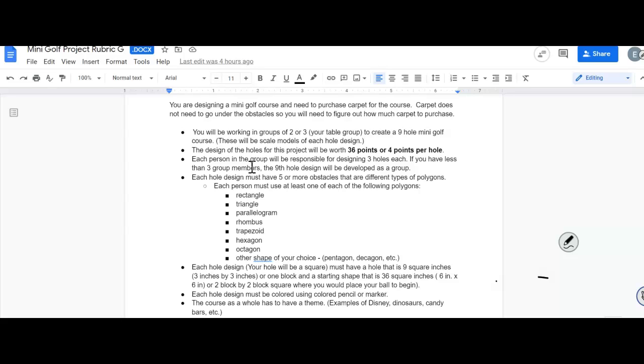Okay, scorecard. I'll give you an example of one of those. Then your project hole design will be done on grid paper. Each block on the grid paper will be equal to 3 inches in real life. So scale, 1 block equals 3 inches. So one of these squares is 3 inches by 3 inches.